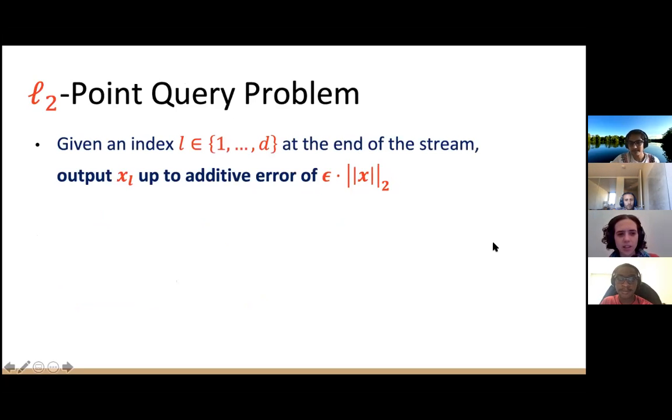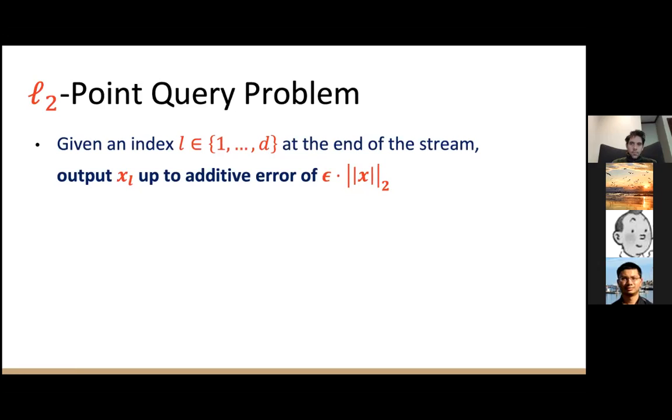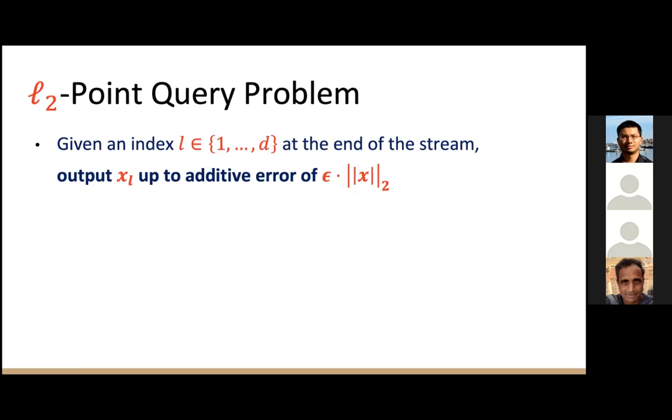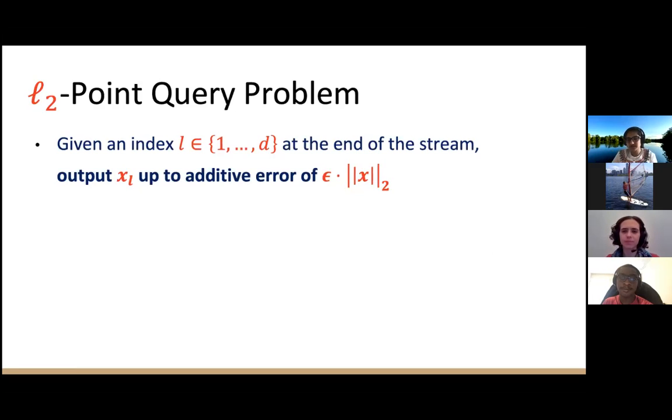Quick question, Sumegha. The coordinates of the vector x are just integers, or are they bits? Integers. Okay, so you might need more than space log d to store the vector, or you counted the integers as being small. Yeah, so let's say poly(d, m). Okay. But we would be working with much less space than that. We wouldn't be storing the vector x.